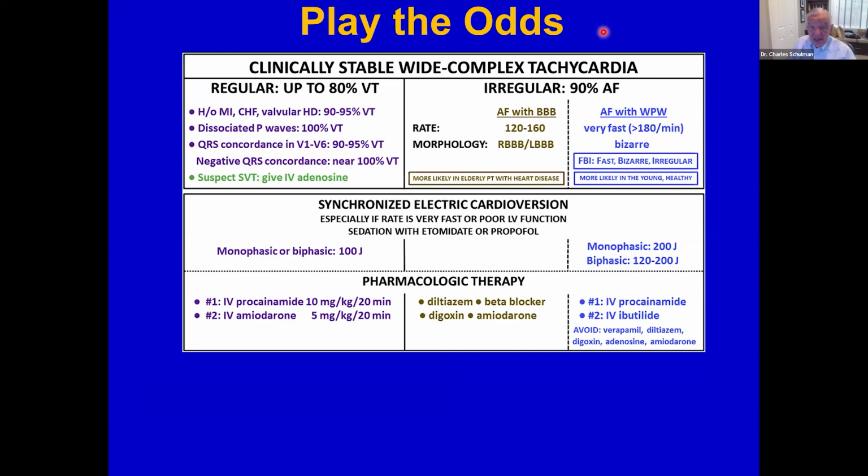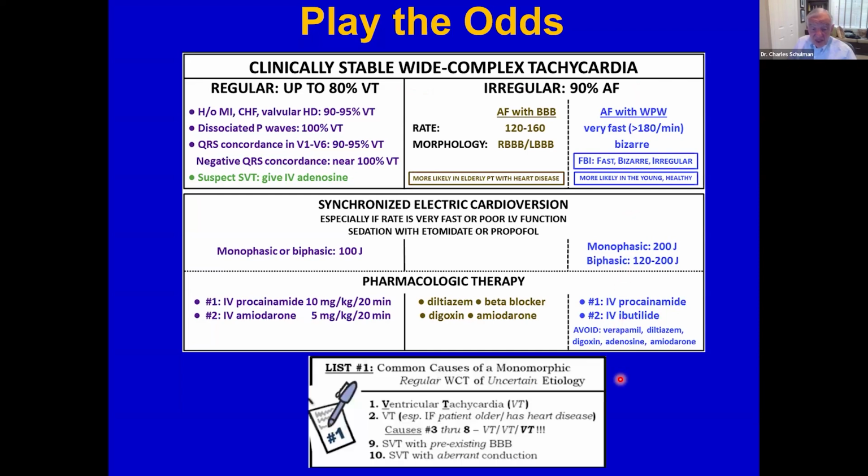Again, you can play the odds. If the wide complex tachycardia is regular, it's mostly VT. If it's irregular, it's mostly atrial fibrillation. Thinking about the common causes of monomorphic regular wide complex tachycardia of uncertain etiology, the number one diagnosis is ventricular tachycardia. The number two diagnosis is ventricular tachycardia. Causes number 3 through 8 are ventricular tachycardia.